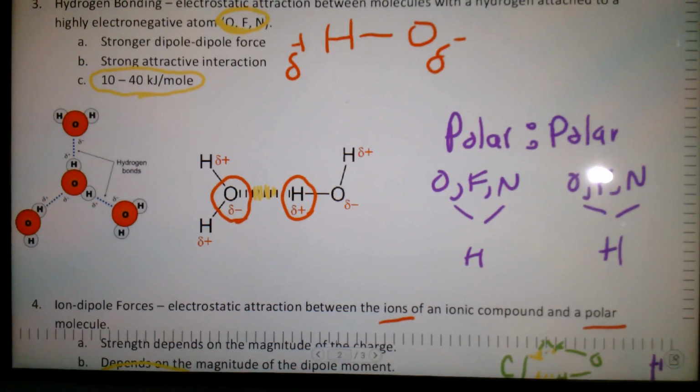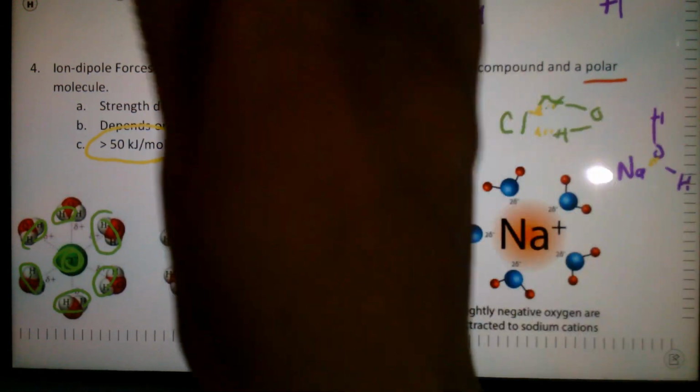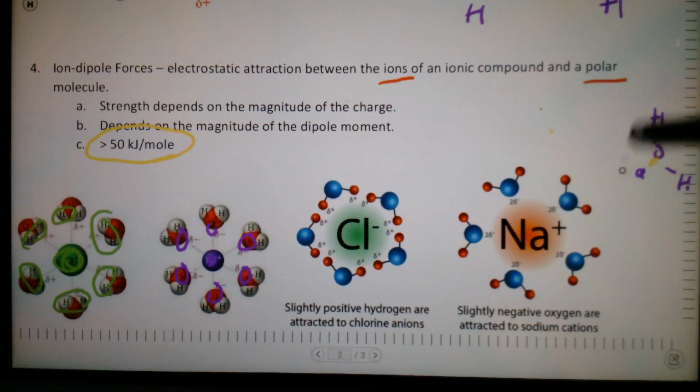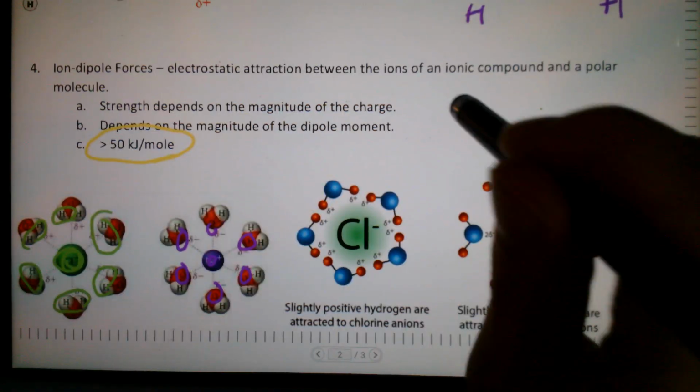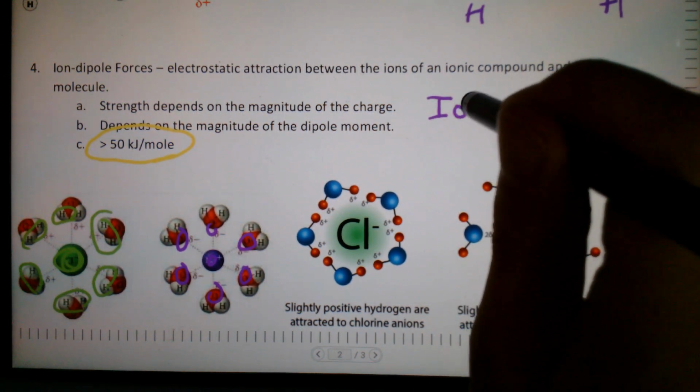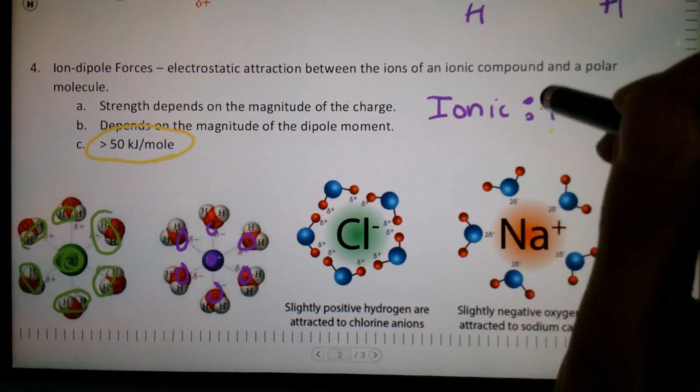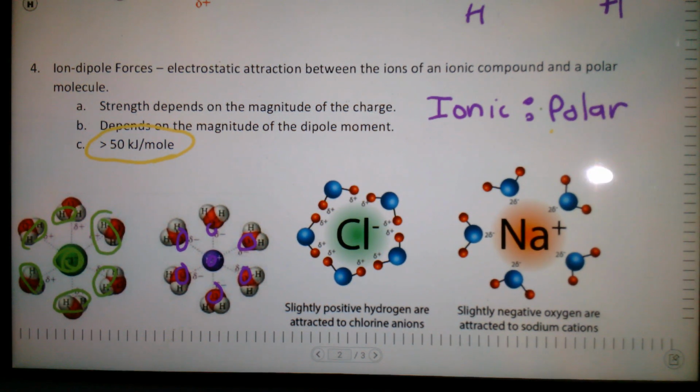Okay, so last one. Hopefully it's a little bit obvious what we have here. For this type of interaction, your two types of molecules have to be ionic with a polar. So you have an ionic solute and you have a polar solvent to get this type of interaction. If you can figure out what your two things are that are interacting with one another, you can narrow it down to which of these interactions it should be.